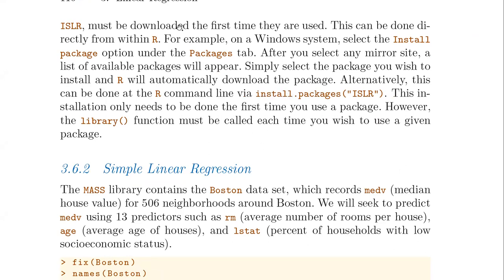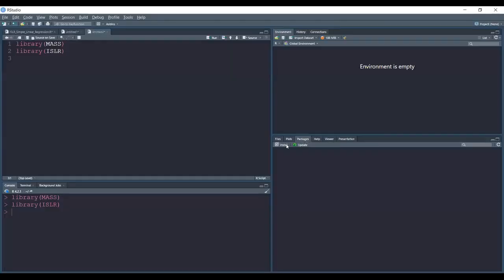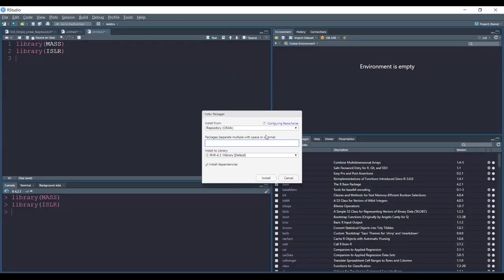What you would do, if you're going to install a package, is go to Packages, Install, and type it over here. And usually you get a list of suggestions. So what if I type plot? These are some of the libraries that include the word plot in their name.